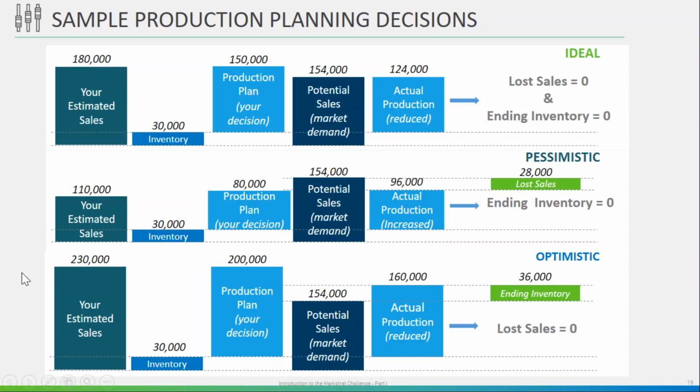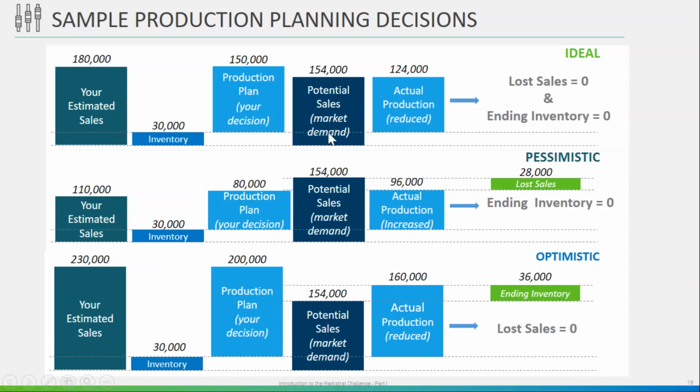And then the overly optimistic, you estimate 230,000, subtract out your existing inventory, you order 200,000, potential sales again was 154,000. You end up with an adjustment downward, but only downward to 160,000. You kind of max out the 20% adjustment. You end up with 36,000 left in inventory. Going to be some existing holding costs there. You did not lose any sales. You met all demand. Okay, so just keep these kind of scenarios in mind when you're doing production estimates.